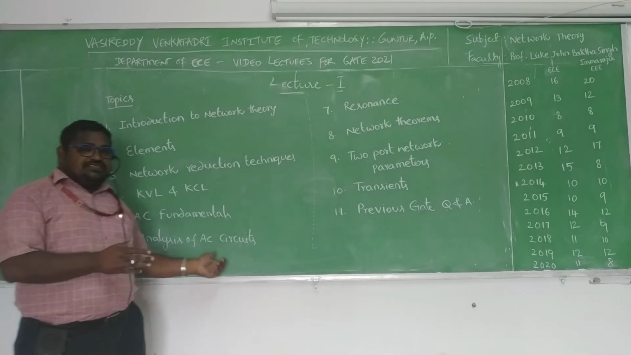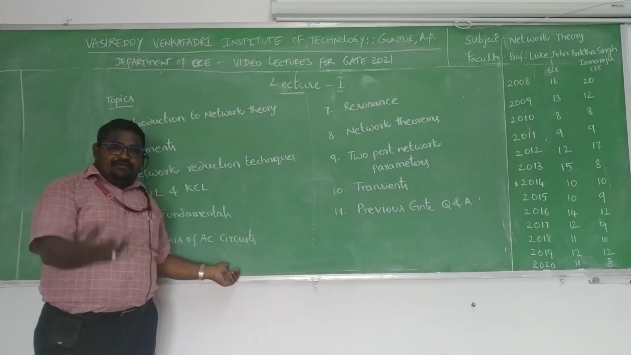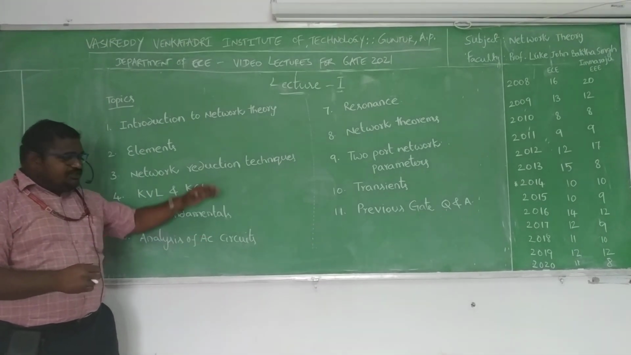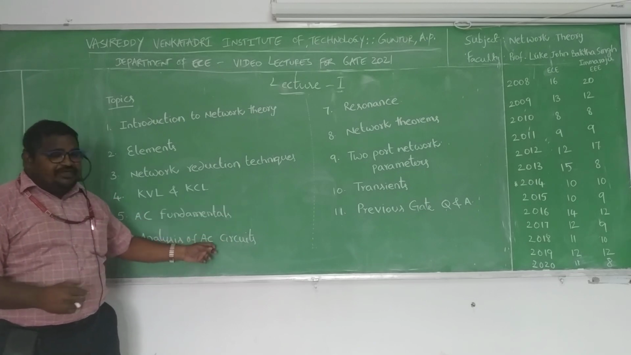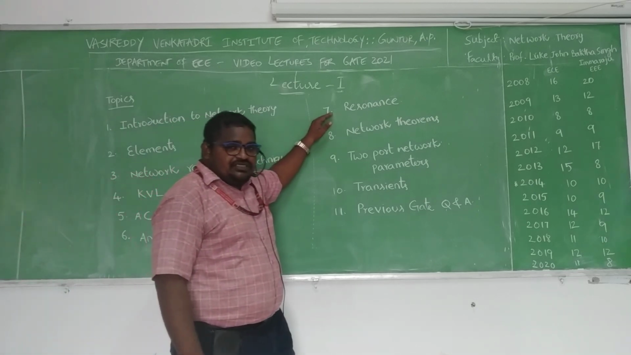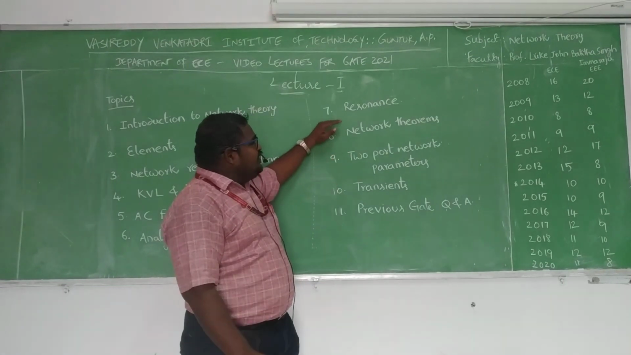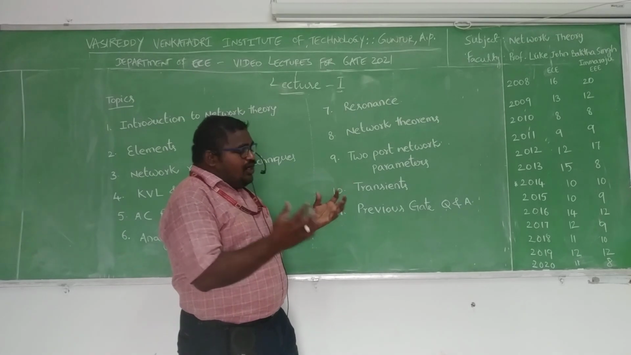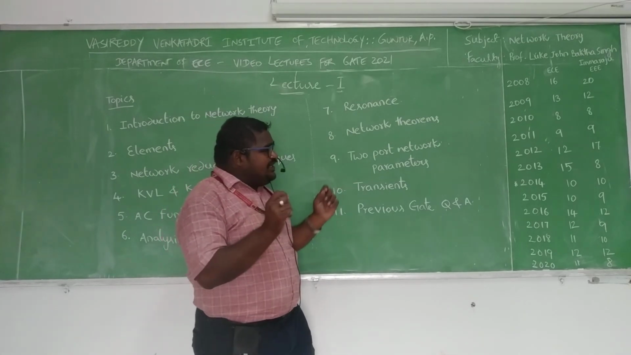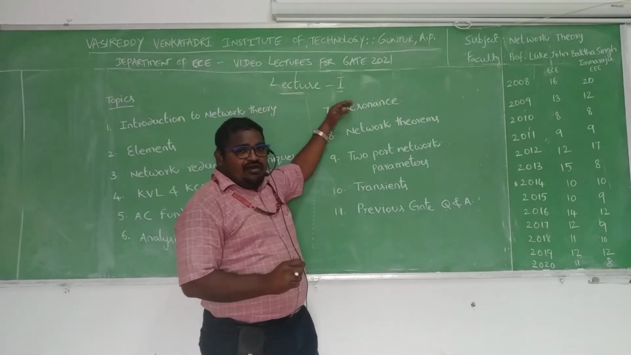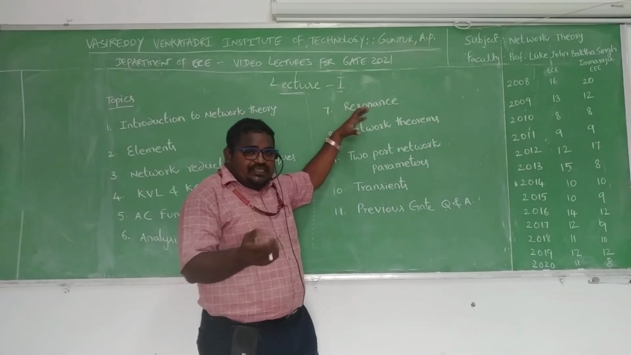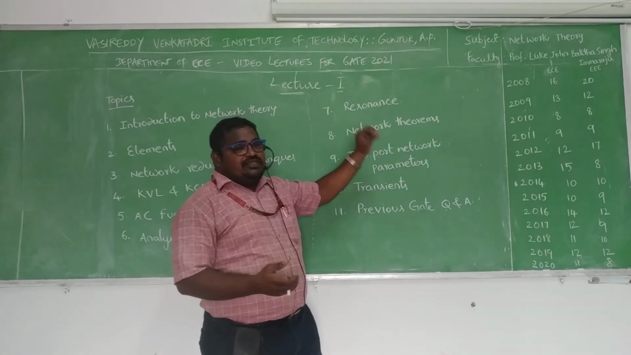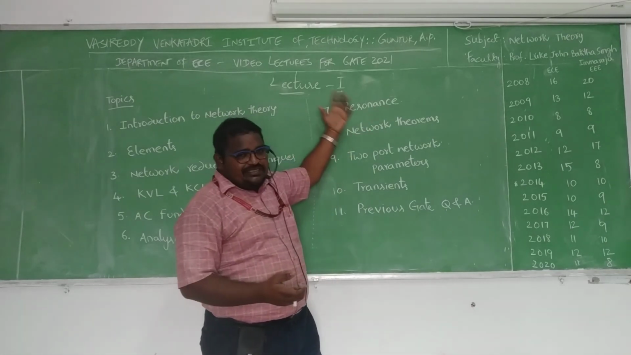Next, analysis of AC circuits. Then how we apply the KVL and how we apply the KCL for the AC circuit. That will come under this analysis of AC circuits. Next, resonance. This is also one very important topic in the AC analysis. That is, what is resonance? How can we apply the resonance? What are the various conditions present in resonance? All this concept, that is voltage magnification factor and current magnification factor. How can we find all these things in the case of resonance? We will see that also.